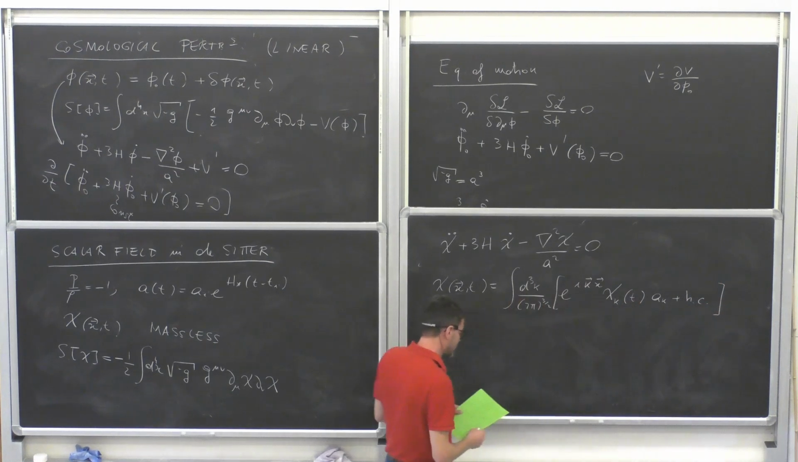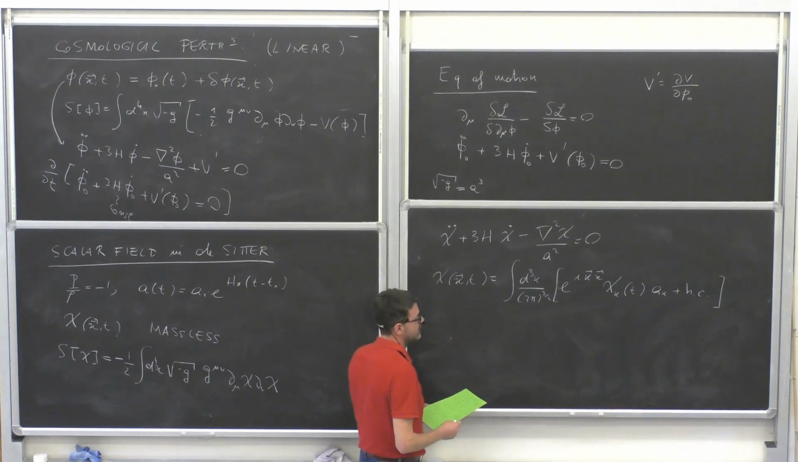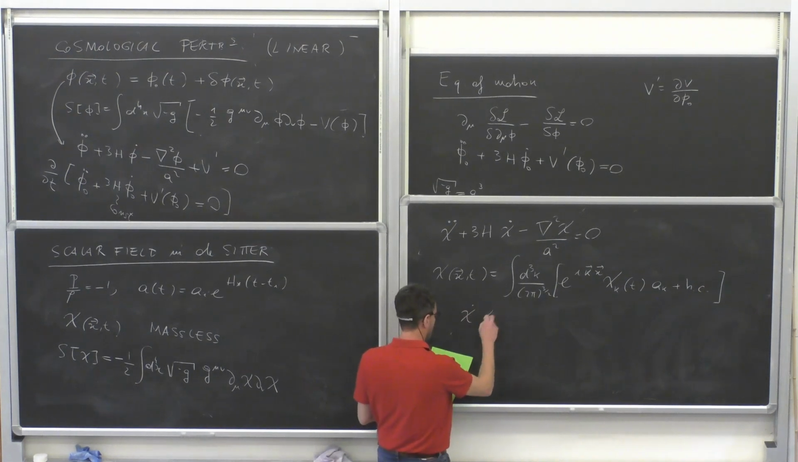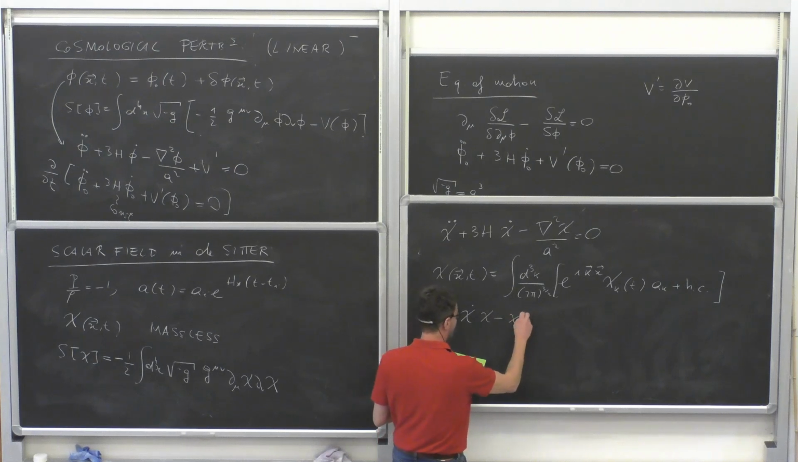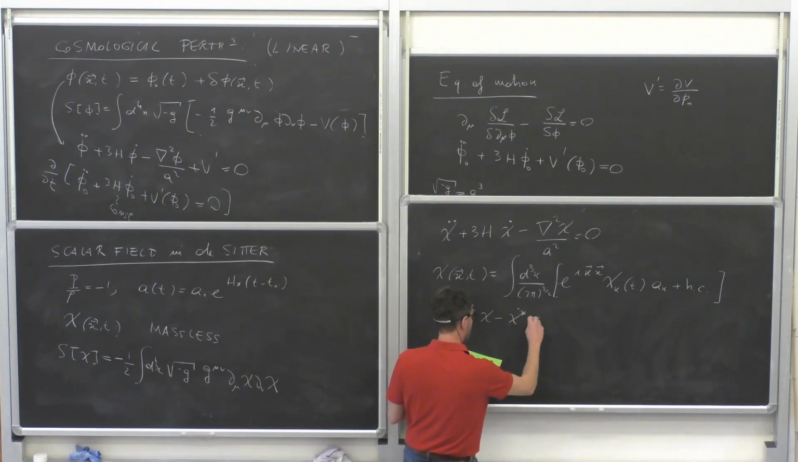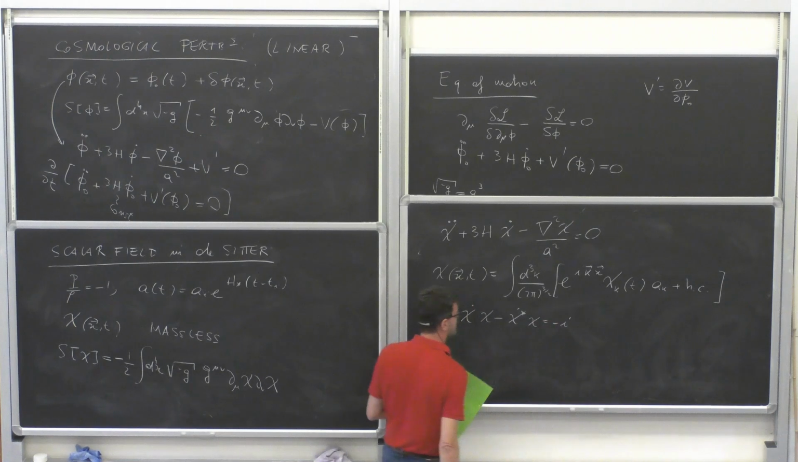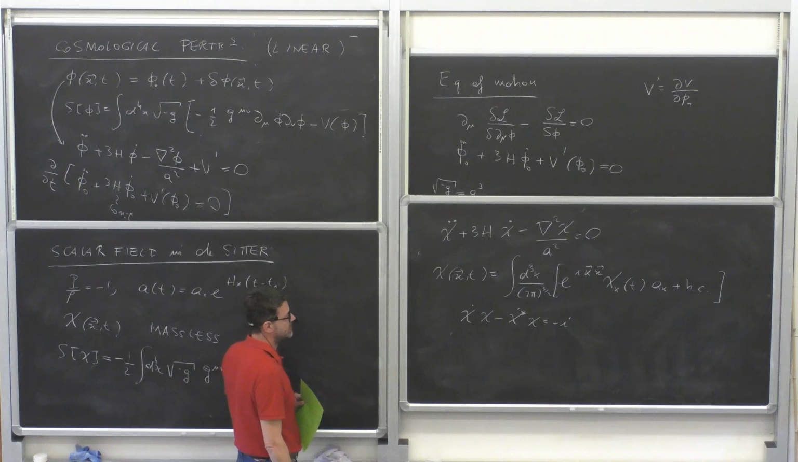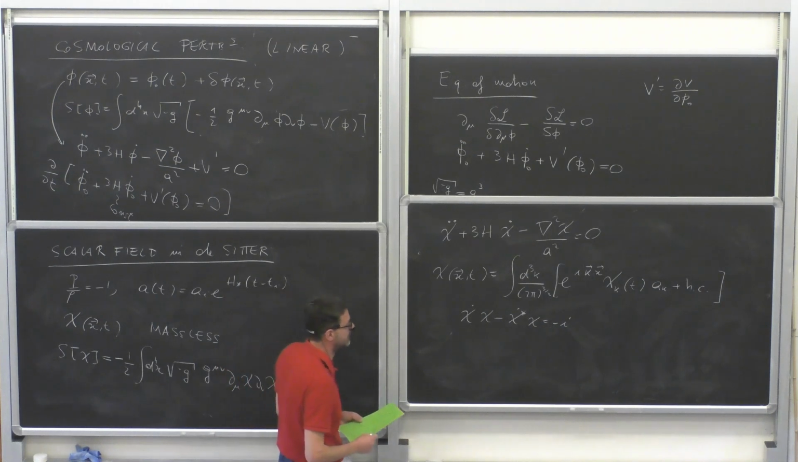And of course, since it's a quantum field, you have to impose the commutator, which is chi dot times chi star minus chi star dot times chi equal to minus i. Okay, so those are the usual commutation relations because it's a quantum field. But that's not going to play a crucial role for the time being.